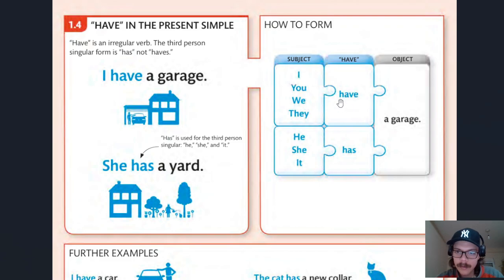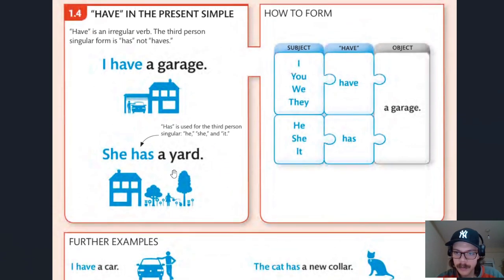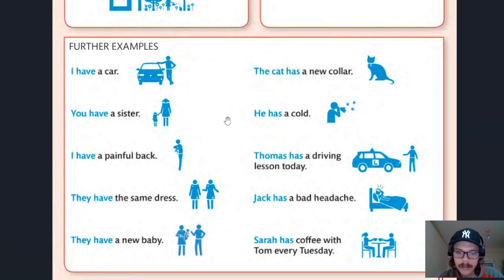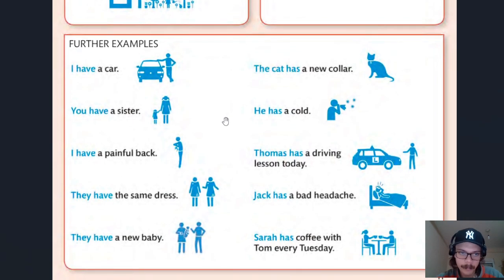So instead of having the word haves, which is with the letter S, we are left with the word has, which is the same as have, just for third person singular. Okay? That's basically it. It's much more simple than what happens with the verb be, but it is slightly different than the usual rule we follow for the present simple. Now let's read through some of the examples they provide.